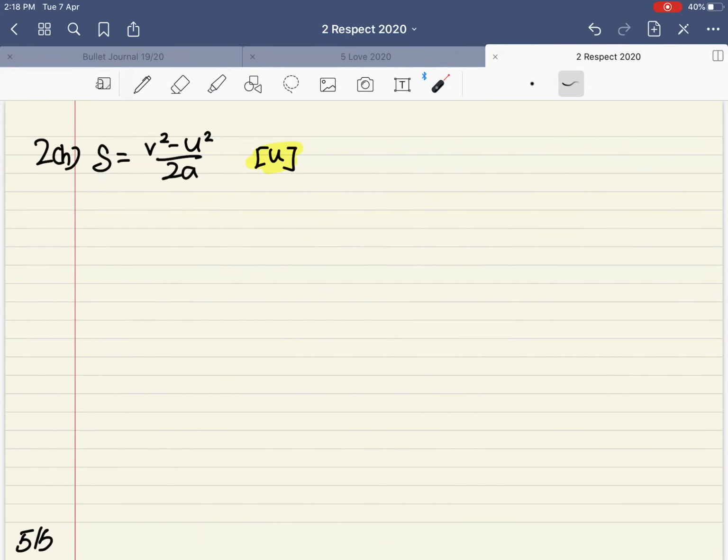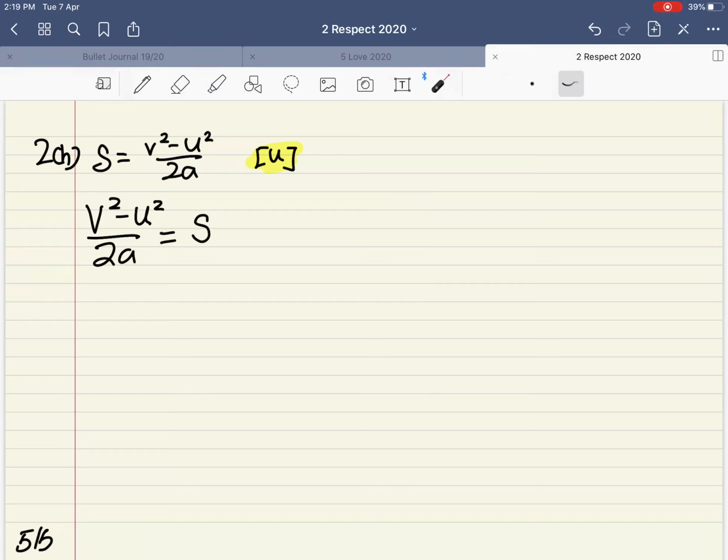And here's the final example for today. Once again, I'm going to employ the same trick I've been using for quite a few of the questions. There is the variable u on the right hand side. There is no variable u on the left hand side. So what I can do is, first I will do the flip. So I say that (v squared minus u squared) over 2a is equal to s.